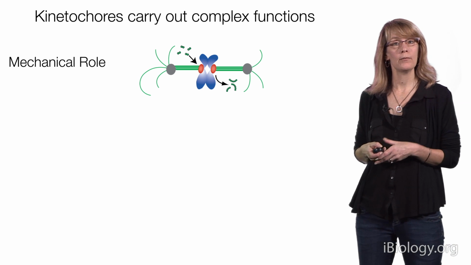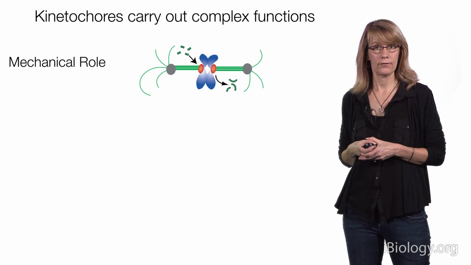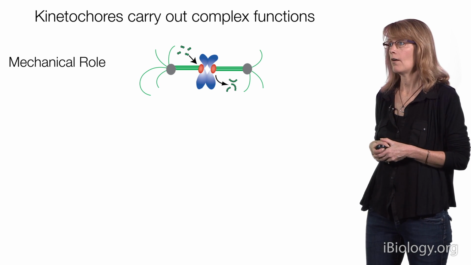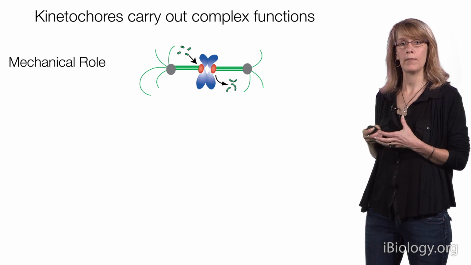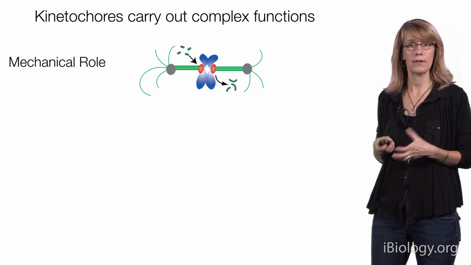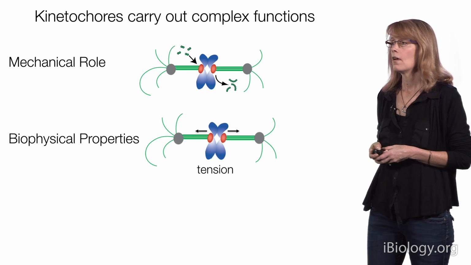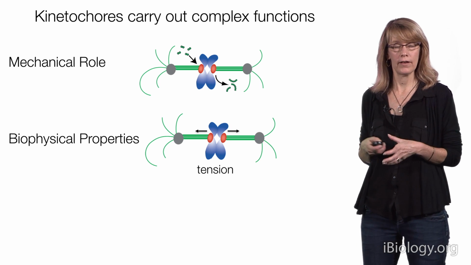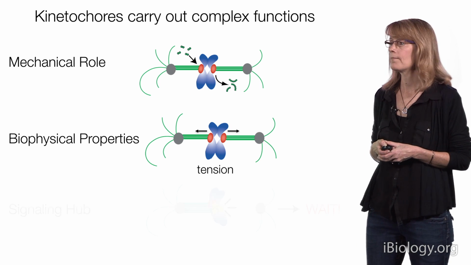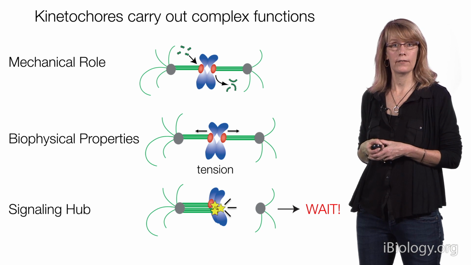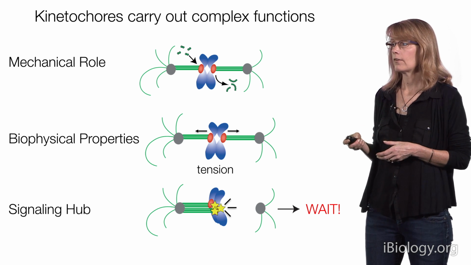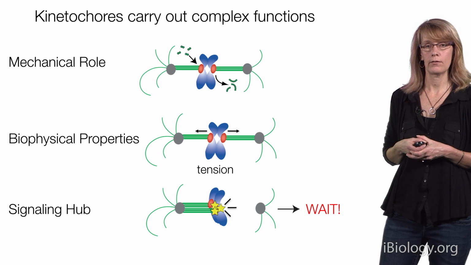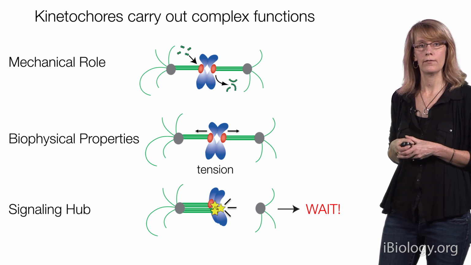Okay, so now that I've told you about the structure of the kinetochore, let's talk about its functions. There are three major functions that kinetochores carry out. One is a mechanical role, where they maintain an attachment to the tip of the dynamic microtubule. A second is that they have interesting biophysical properties. Tension can stabilize these attachments, and we'll talk about that. And finally, they serve as signaling hubs. Kinetochores can completely halt the cell cycle if there's a defect in kinetochore-microtubule attachments. So I'm going to talk about each of these functions.